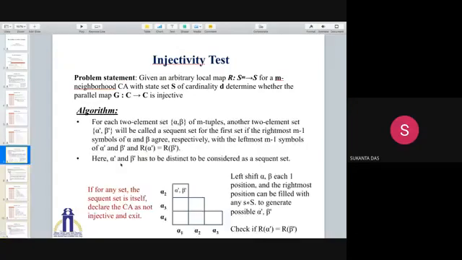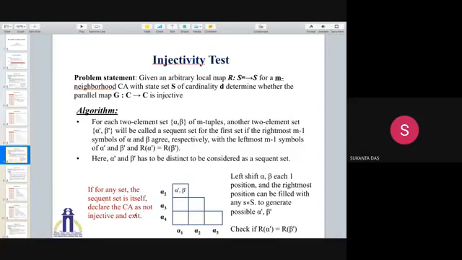Okay, and there is one more step in the algorithm. If for any set, any alpha beta, I'm considering this set alpha 1, alpha 2 as one set, but for alpha beta you can consider alpha beta, no problem. So for any alpha and beta, if you see the sequence set is itself, then declare the CA is non-injective. So I get the first condition of deciding non-injectivity of a CA.